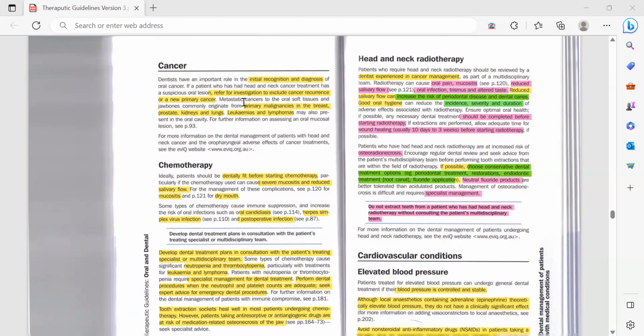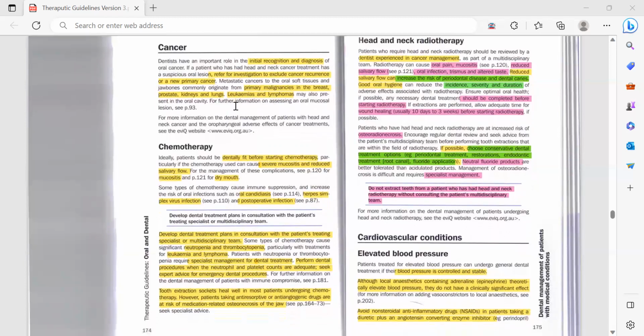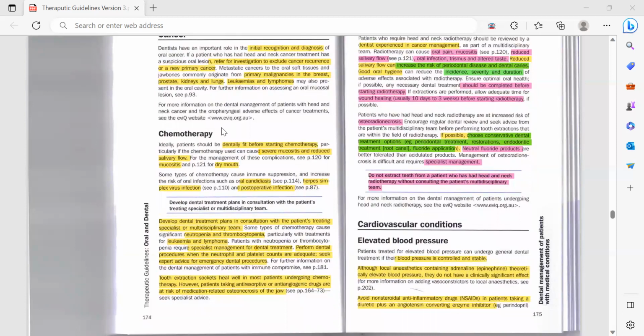Metastatic cancers to the oral soft tissues and jaw bones commonly originate from primary malignancies in the breast, prostate, kidneys, and lungs. So primary sites are these four sites in the body, and secondarily, through metastasis, they cause cancer in the mouth. Leukemias and lymphomas may also present in the oral cavity. For further information, see what we read in the oral mucosal lesion topic.